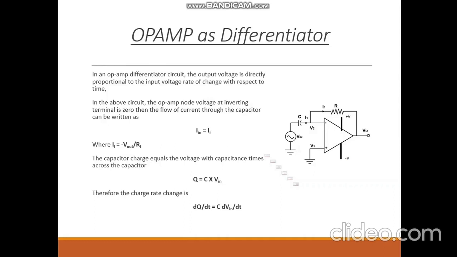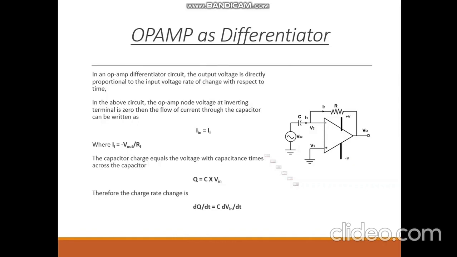with respect to time. Now in this circuit diagram, the inverting terminal is connected to the input voltage through capacitor C. Then the resistor R acts as a feedback resistor, which is connected between the input and output terminals. Now in this circuit, the op-amp node voltage at the inverting terminal is 0. That is the virtual ground concept.